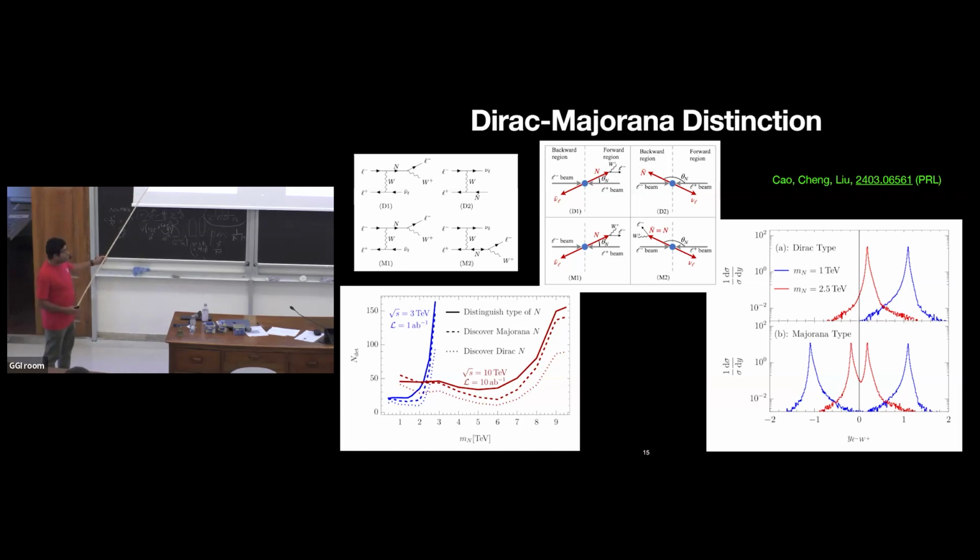This one. This is the number of events detected that you would need. So if you have number of events more than 50, let's say, then you can probe this part of the parameter space.